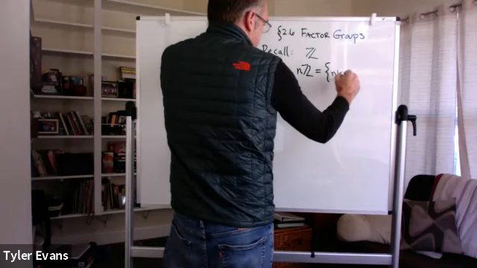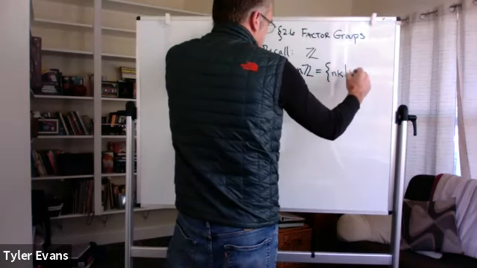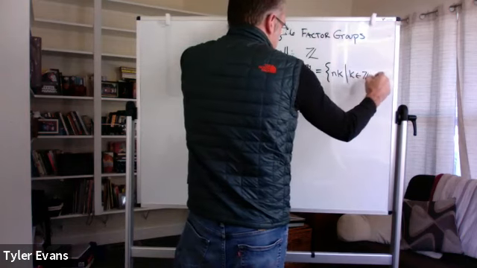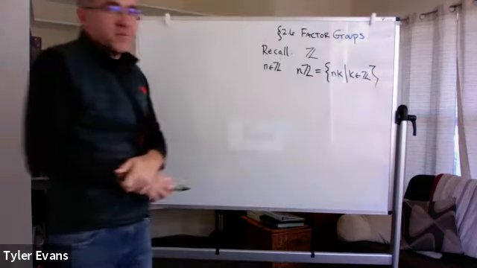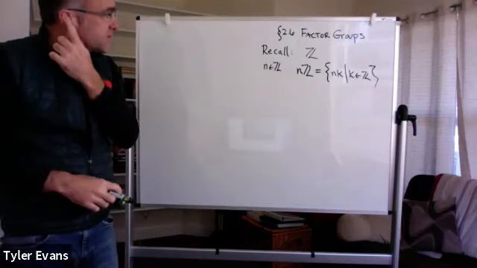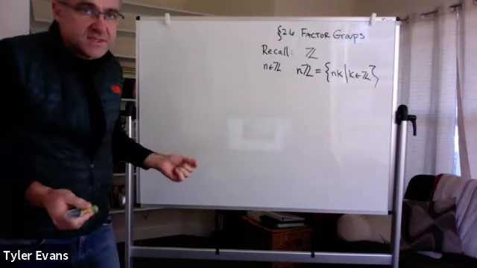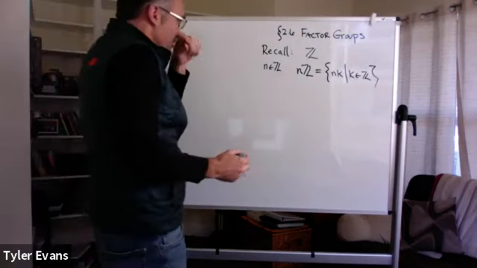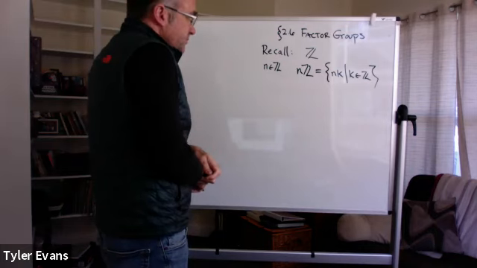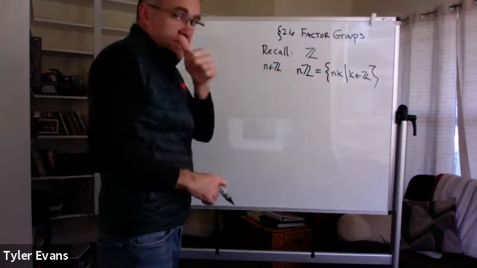I take n, I multiply it by an integer k. I do it for every possible integer k. So that's the multiples of n. And we know that's a subgroup of Z. Z is an abelian group. It's a normal subgroup of Z. And we looked at the cosets of this subgroup.